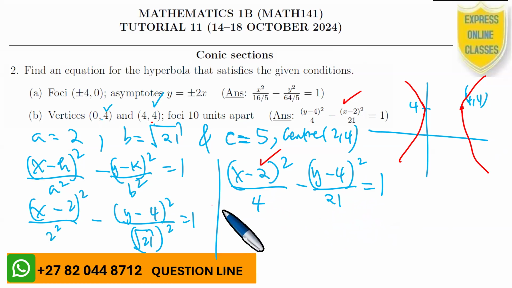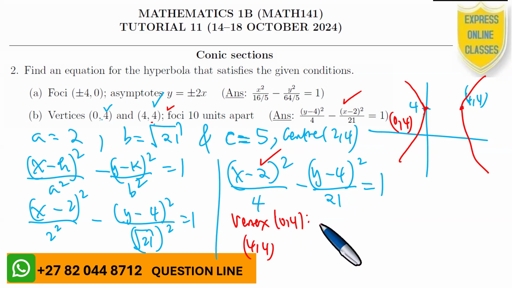So if you're going to take any vertex, check here. A vertex is a point on the graph, like this one is a vertex, which is 0, 4. So if this is the vertex, I'm going to take a vertex like 0, 4. Or we can take another vertex, 4, 4. Okay, let's take 0, 4. X is 0. Y is 4.